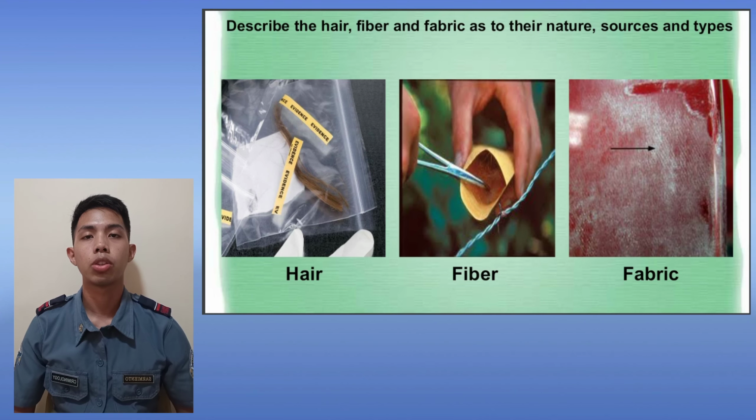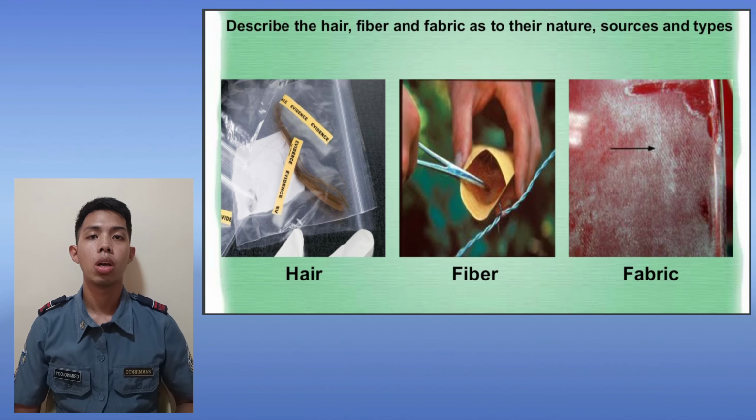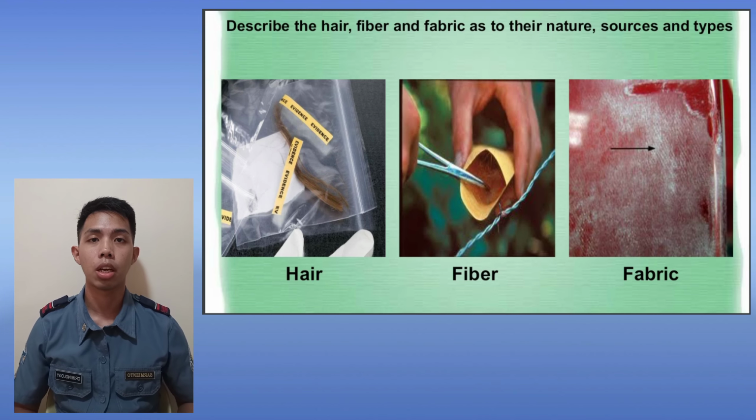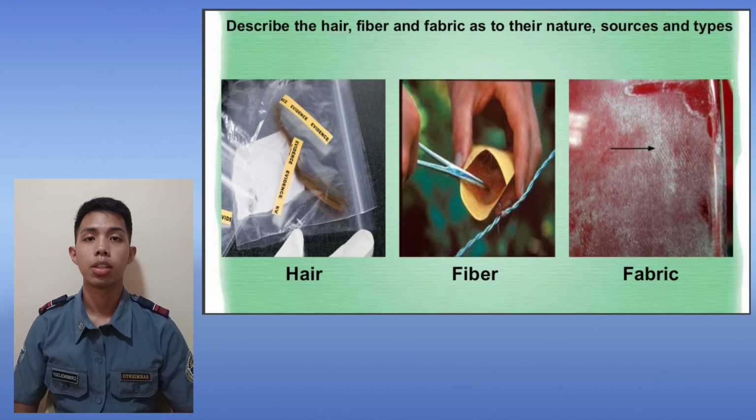Fabric is cloth or other material produced by weaving together cotton, nylon, wool, silk, or other threads. Fabrics are used for making things such as clothes, curtains, and sheets. Fabric source determination.